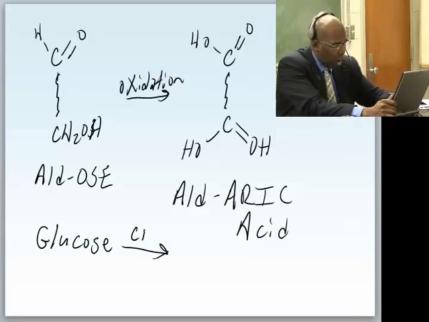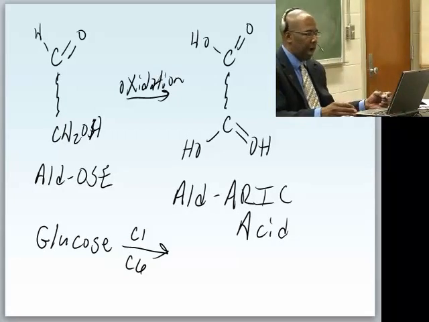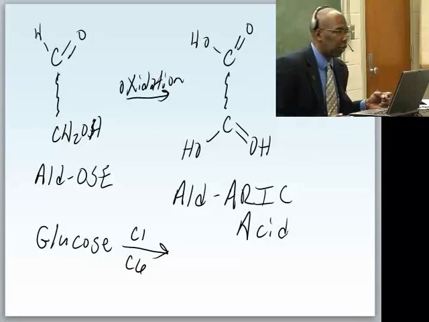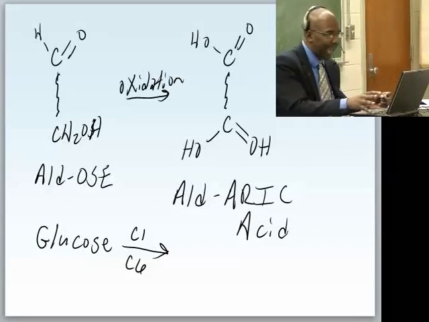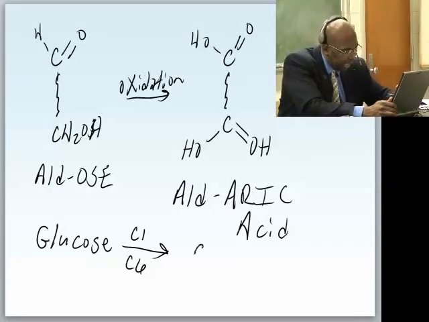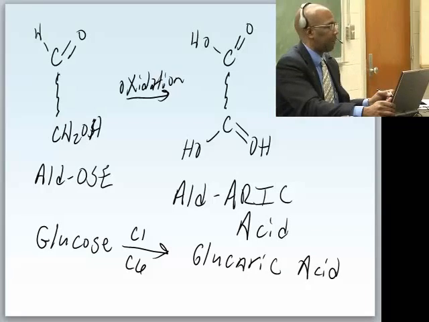We have glucose. And then we're going to oxidize carbon 1 and carbon 6. We oxidize carbon 1 and carbon 6 on glucose. What's the name of the new molecule? Glucaric acid. It's glucaric acid. Everybody okay with that? I'm not going to draw this because I think you understand what it looks like.